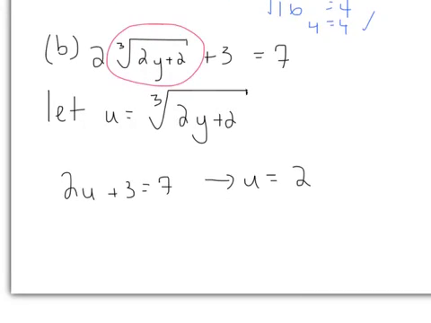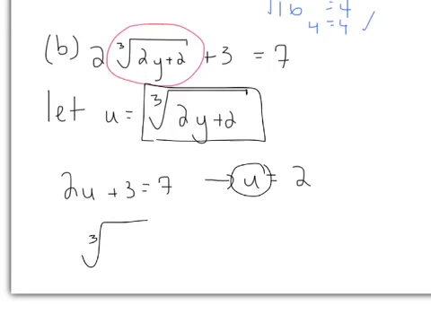So again, we solve for u, but that's not our intention. Our intention is to find y. So we go ahead and replace this u with the definition of u, which we came up with earlier. So the cube root of 2y plus 2 is what equals 2. And now what this has done is this allows us to isolate our radical without having to worry and remember some of our rules along the way.